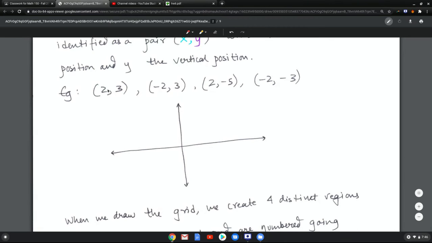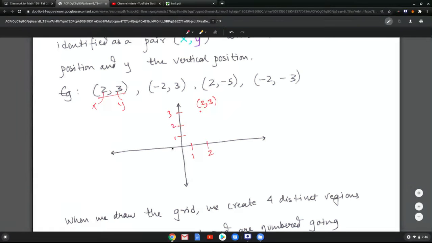Now let's look at an example. For example, let's say (2, 3). It's 1, 2. Right? So that means that's the x value, and that's the y value. So it's 2 distance away in the horizontal and 3 distance away in the vertical. So that point is right here, and we write it as (2, 3).